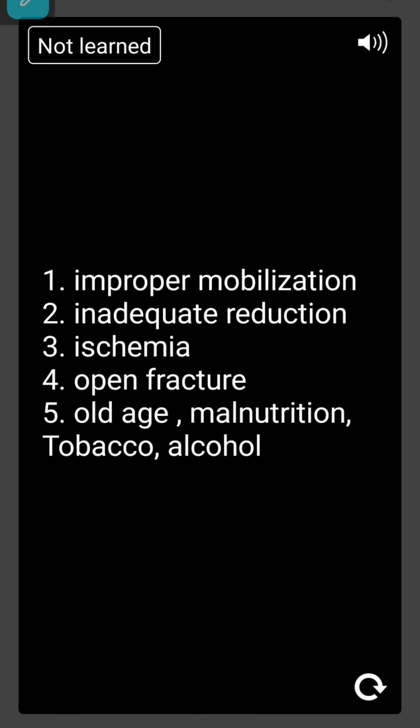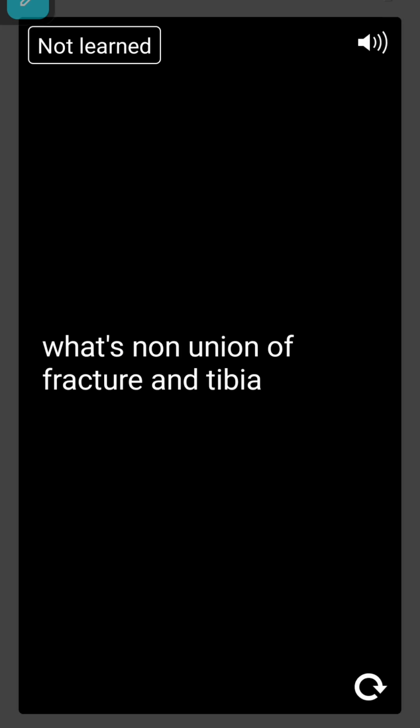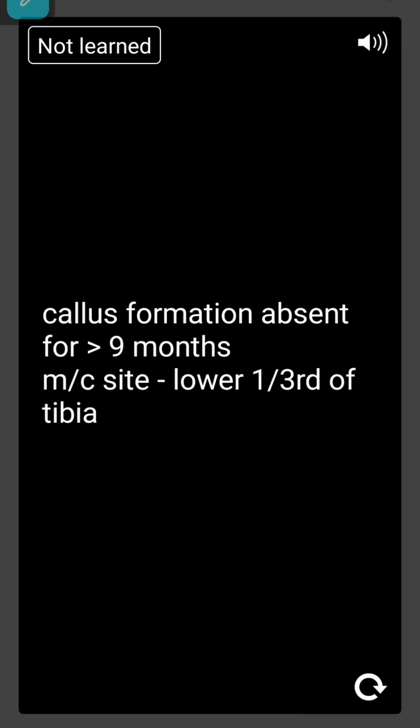Factors inhibiting fracture healing: 1. Improper mobilization. 2. Inadequate reduction. 3. Ischemia. 4. Open fracture. 5. Old age, malnutrition, tobacco, alcohol. What's non-union of fracture in tibia? Callus formation absent for greater than 9 months. Most common site: lower 1/3rd of tibia.